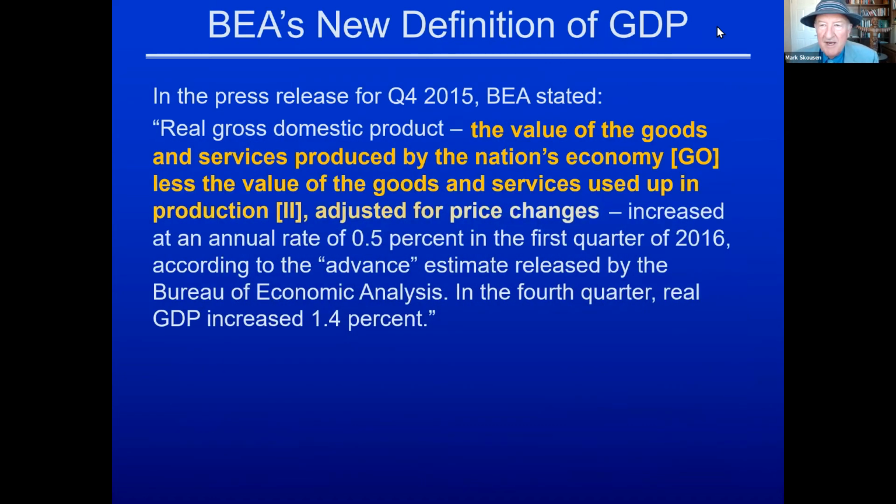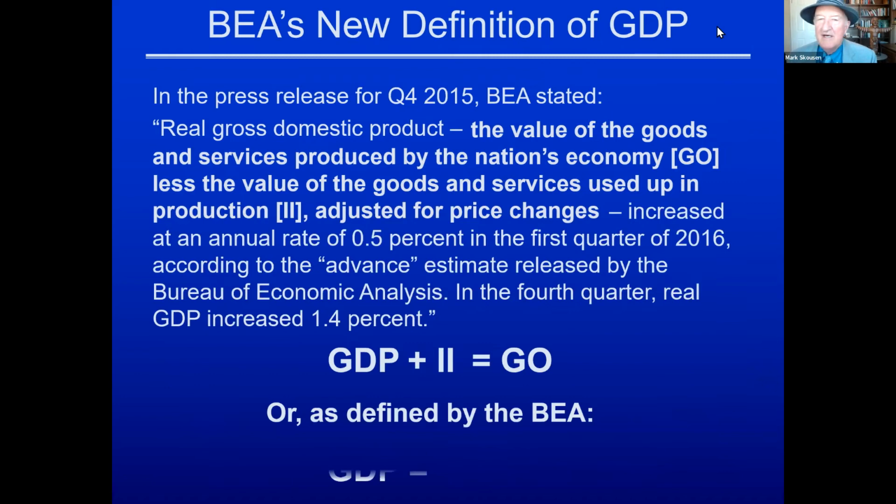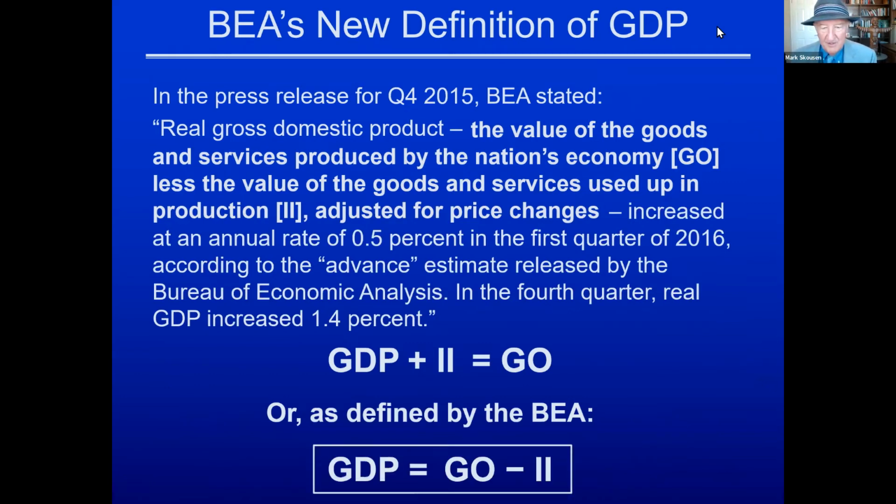So this is an indication of how the BEA has redefined GDP as basically GDP plus the supply chain, II equals GO, or you could say GDP is equal to GO minus intermediate inputs. Okay, so we can see how the BEA itself is actually redefining GDP in terms of gross output. They are integrating gross output into their macro statistics.